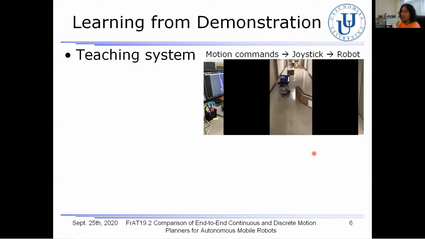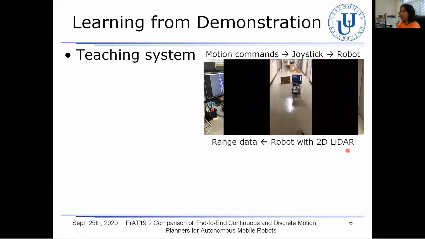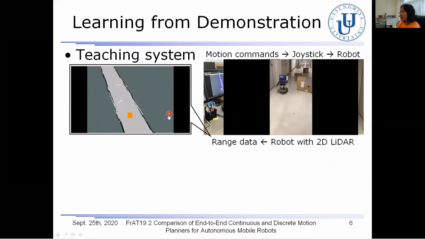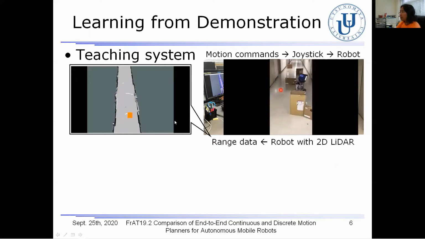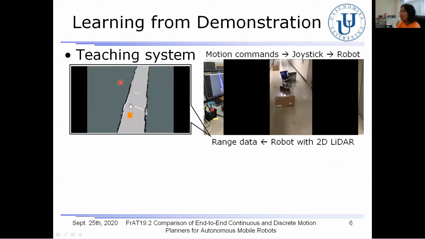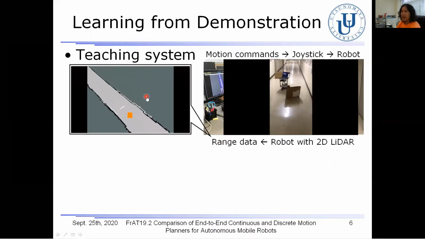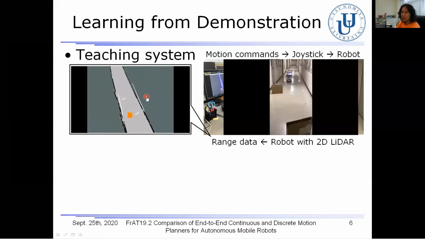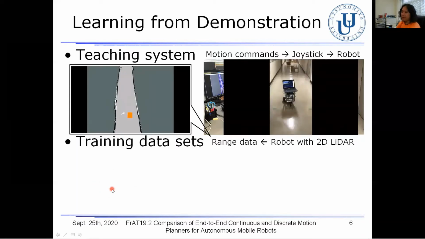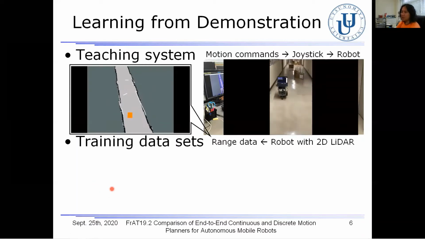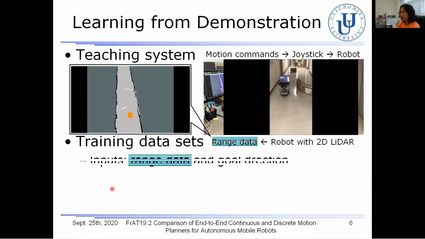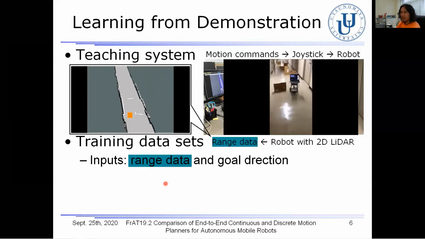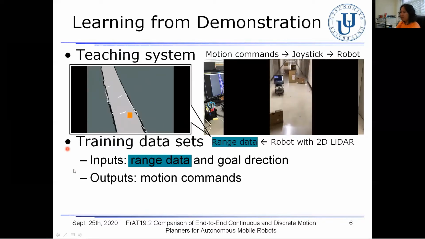Since the robot is equipped with a 2D LiDAR sensor, the range data is displayed for the operator. So the operator is now controlling the robot by watching this monitor, okay? The teaching system allows the operator and robot to have the same environmental information. So through the learning from demonstration approach, training data sets are simultaneously acquired. The inputs are the range data and the goal direction. The outputs are the motion commands.